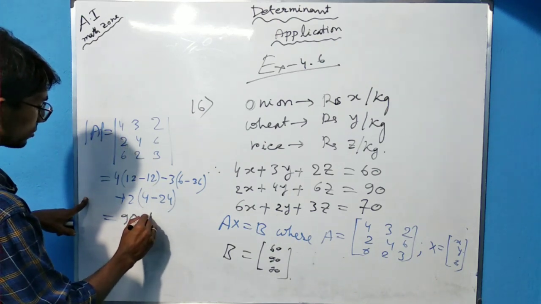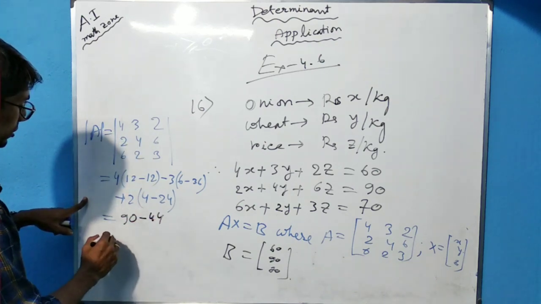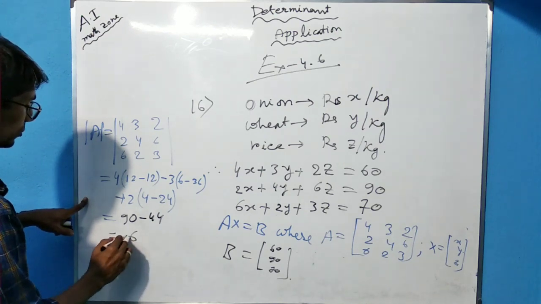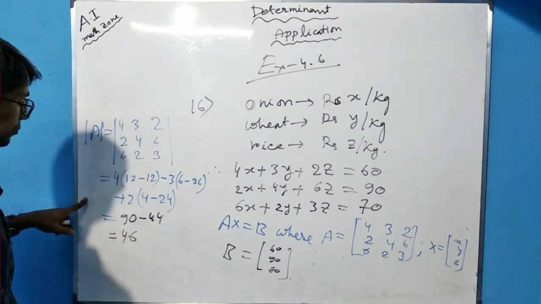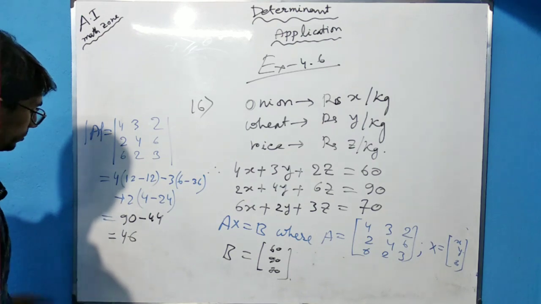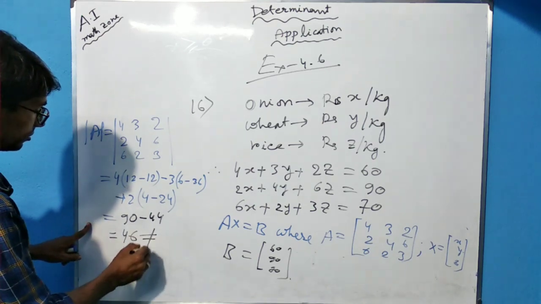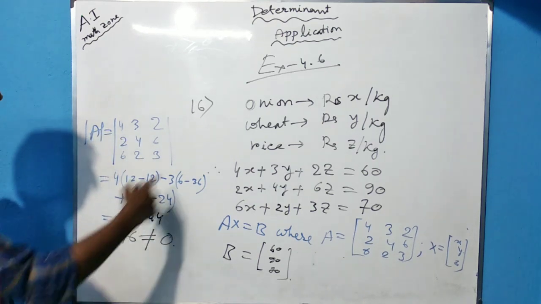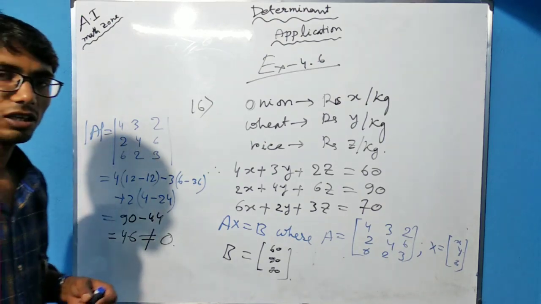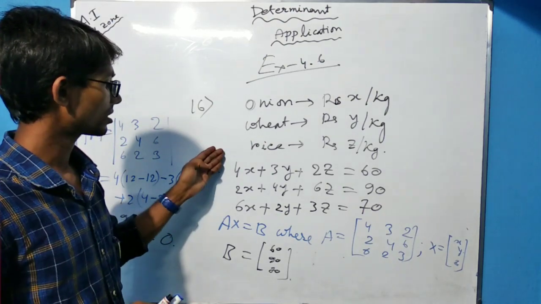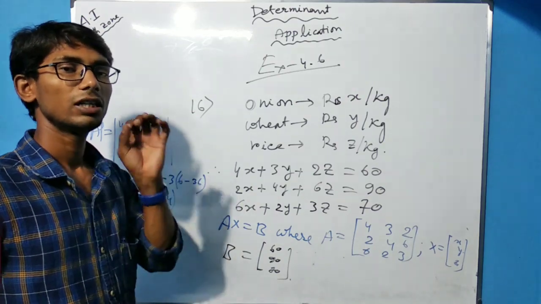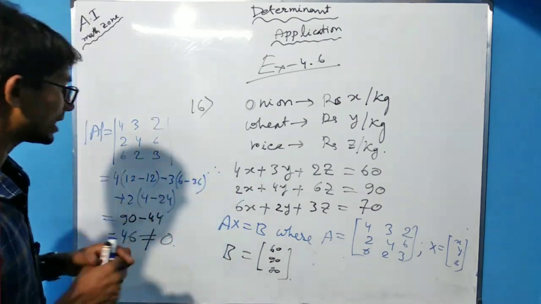So minus 44 is equal to 64, which is not equal to 0. Therefore the system of linear equations is consistent. That means this system of linear equations has a unique solution. And how will you get it?